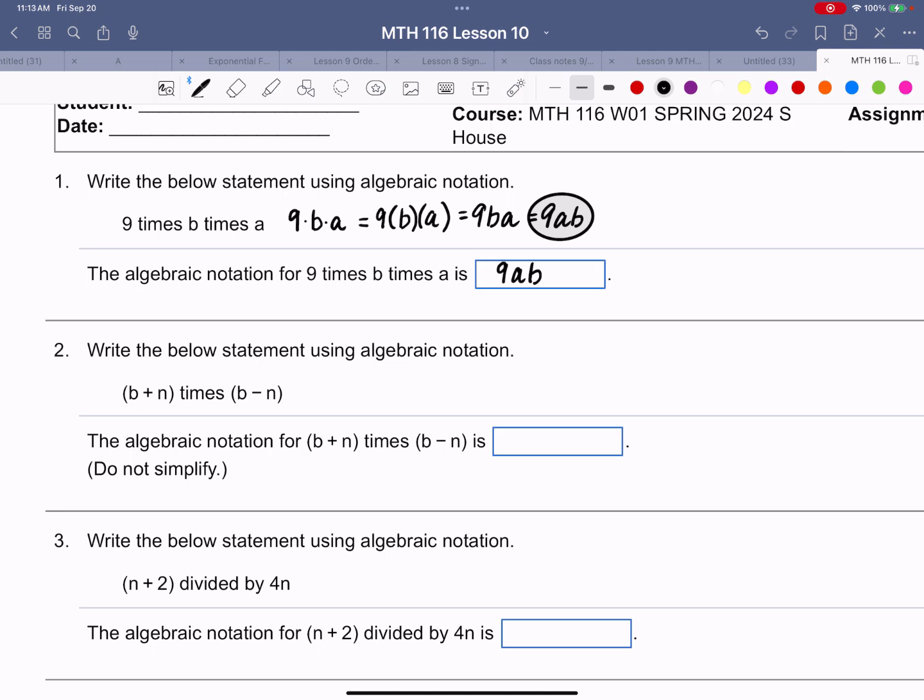Number 2, write the below statement using algebraic notation. B plus n times B minus n. Well, in this case, since it's already in parentheses, I think the best way is just to leave those parentheses, and that will mean to multiply B plus n times B minus n. And again, we can put these factors in any order. And that's what we're going to be talking about in just a minute, and that is factors, which mean that we have some numbers or variables that are multiplied.